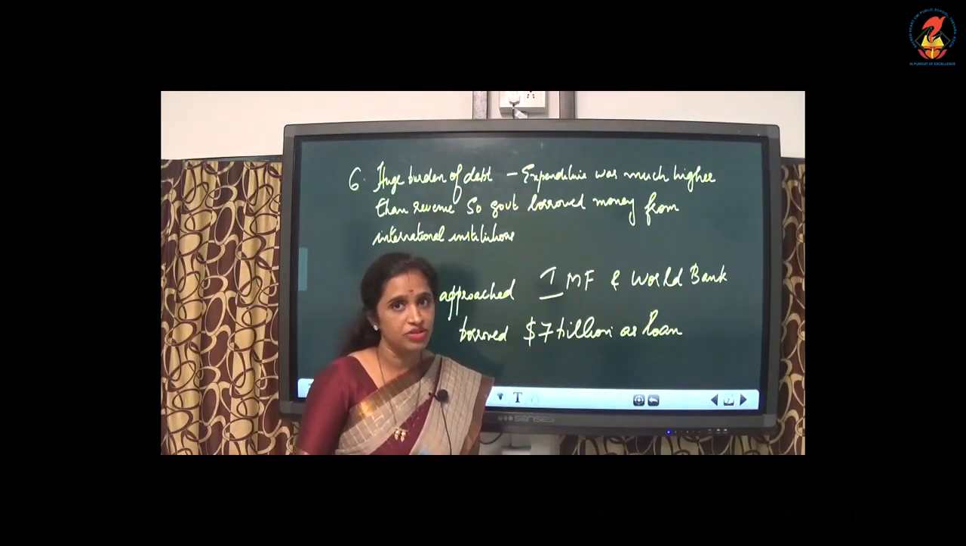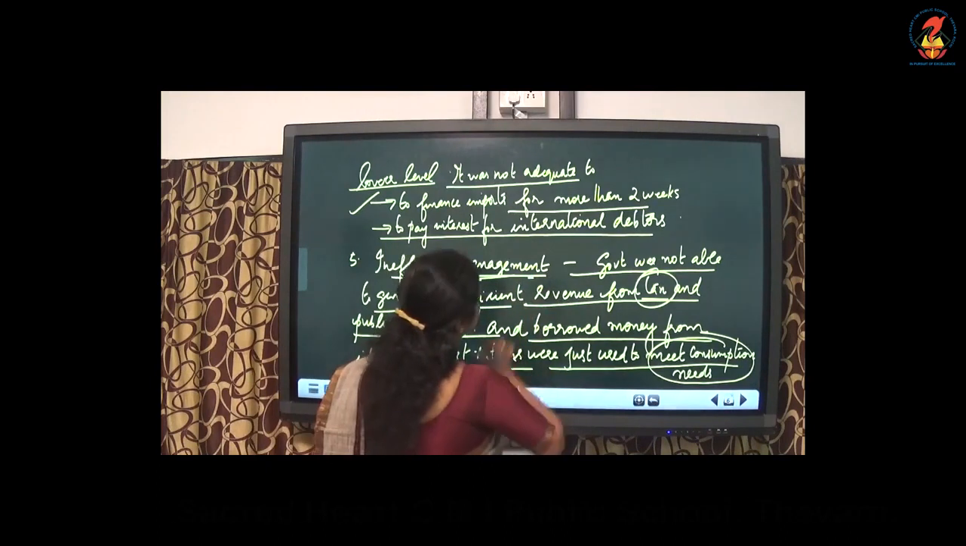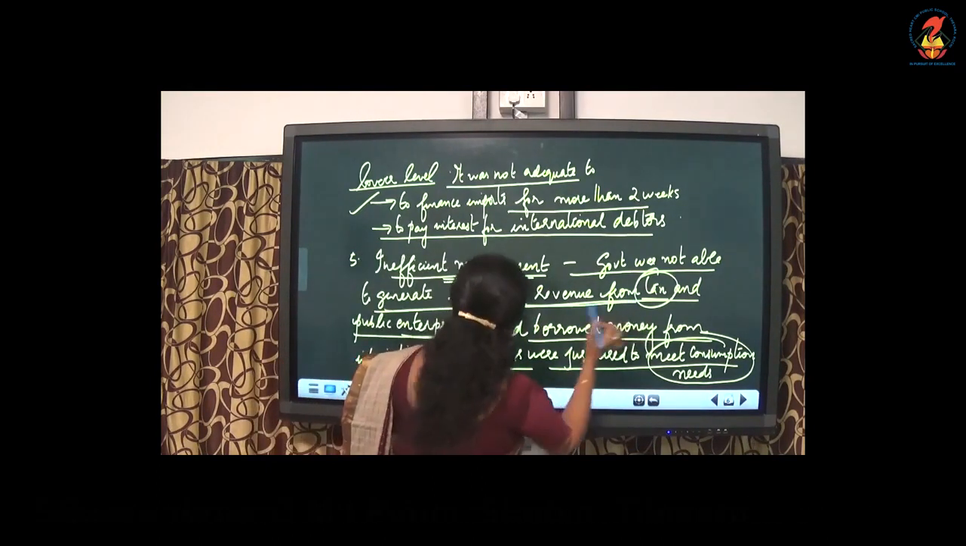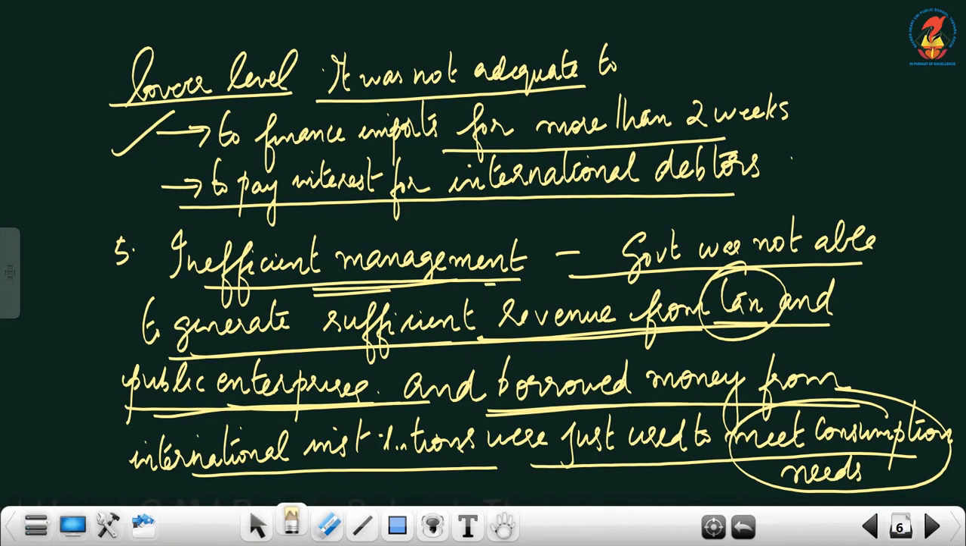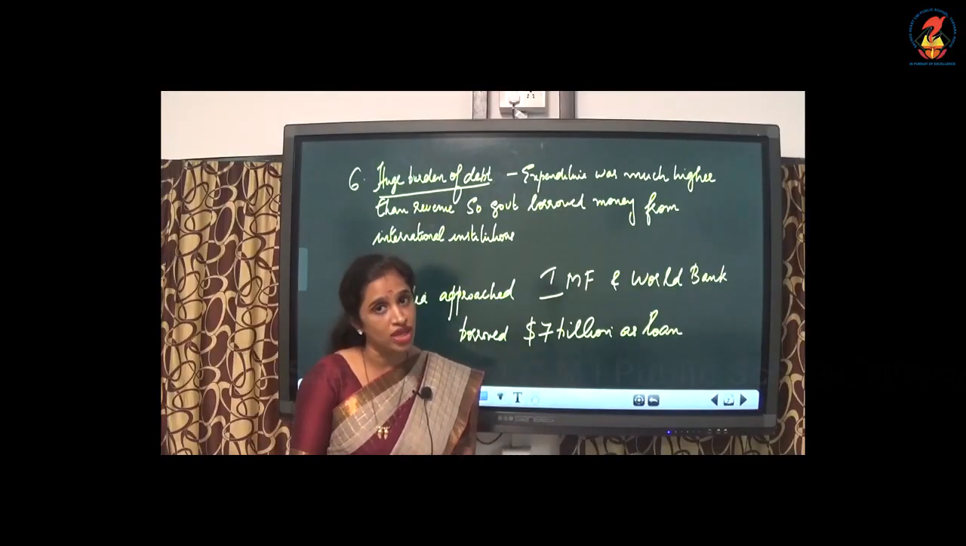That was again a burden for the government. So, that is what is given here. Inefficient management: the government was not able to generate sufficient revenue from tax and public enterprises, and borrowed money from international institutions, which was just used to meet consumption needs. Now, a huge burden of debt. The government had to face a huge burden of debt, because as expenditure was more than revenue, the government had to borrow. Borrowed money had to be repaid with interest. So, it was a huge burden for the government.